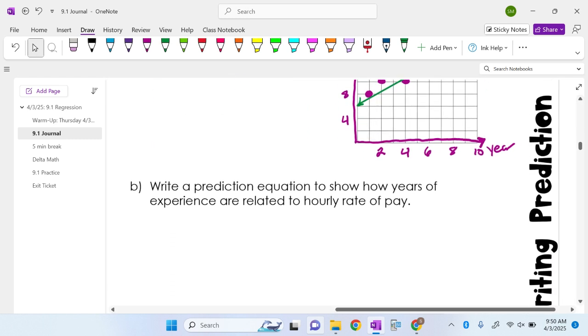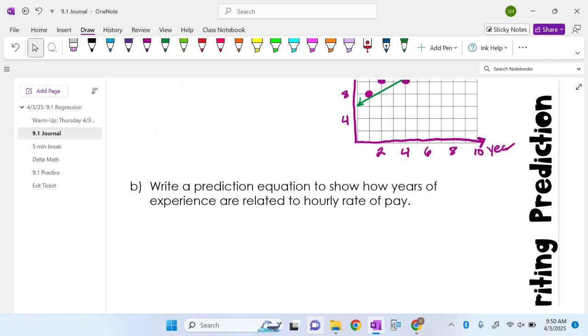Now, we're going to write a prediction equation to show how many years of experience are related to hourly rate of pay. So, we're going to do this by hand. We're not going to actually get the regression equation. We're going to write a prediction equation, which means we're taking some points and coming up with our own line. And it's not going to be exact. It's probably not even going to be close to what the regression actually is. It's just what we think will happen.